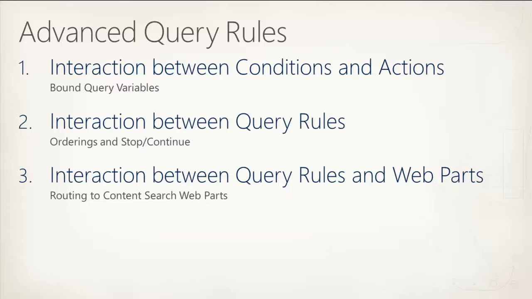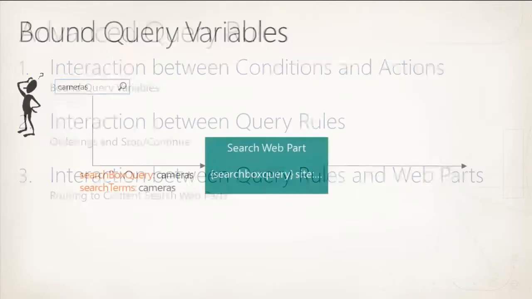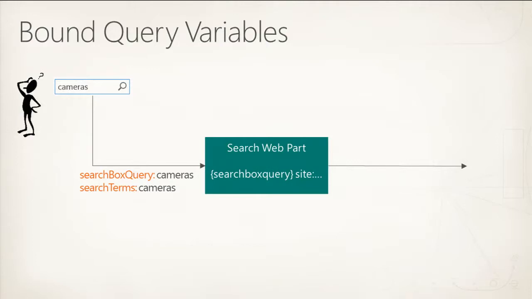The way that conditions and actions in query rules interact is using query variables. Specifically, a type of query variable that we call bound query variables because they are bound to what the user is searching for. Okay? This is in contrast to contextual query variables like who is the user, what date is it, what site are they searching on. So these are the things that get bound to what the user is searching for. And the system binds 4 of these for you, and they come in 2 pairs. The first pair is search box query and search terms.